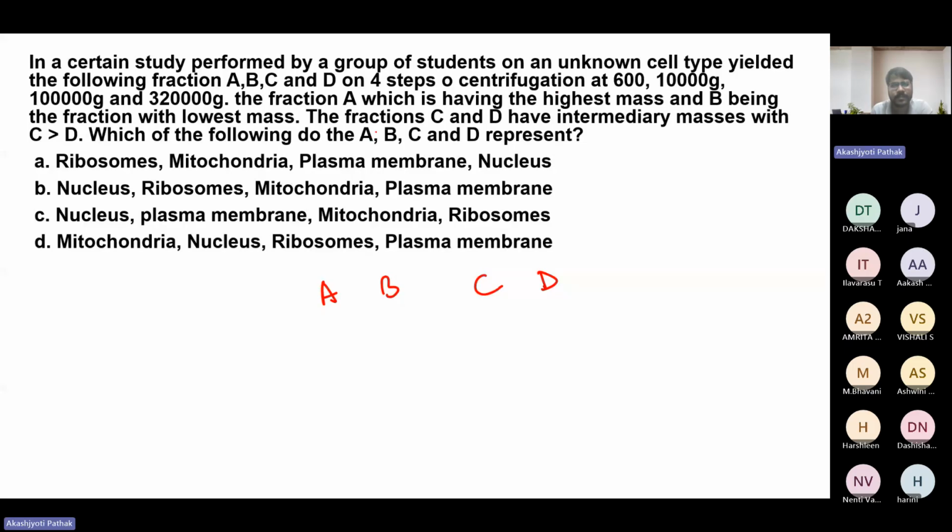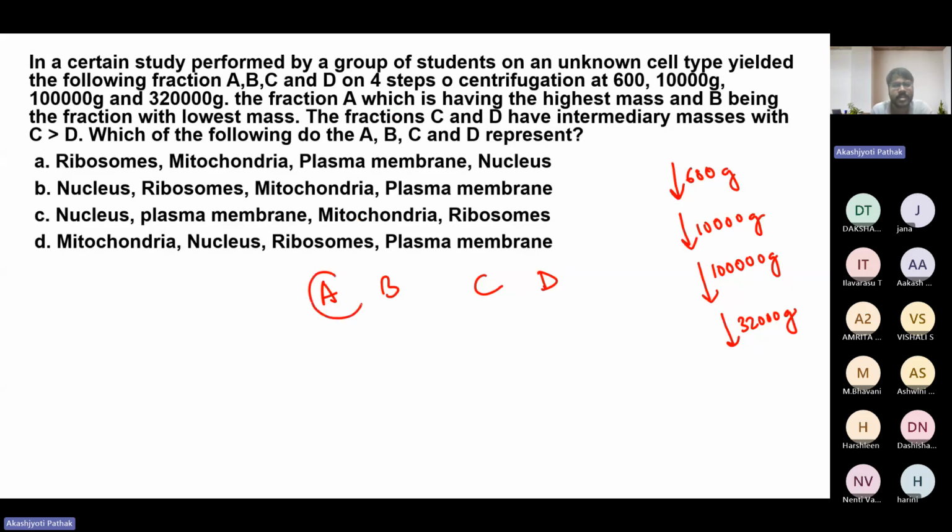So the fraction A has 4 steps of centrifugation. The first is at 600 G. Then you do 10,000 G, not 100,000 G. This is 10,000 G, then 100,000 G, and then 320,000 G.